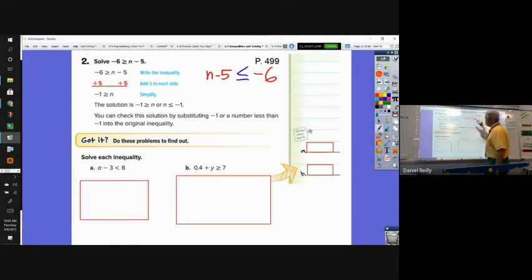So that's one of the main differences between solving equations and solving inequalities.